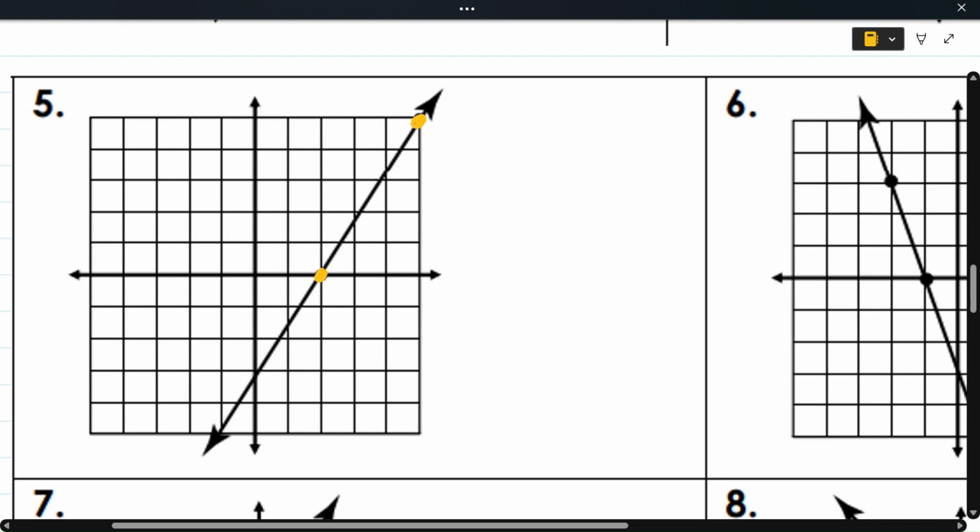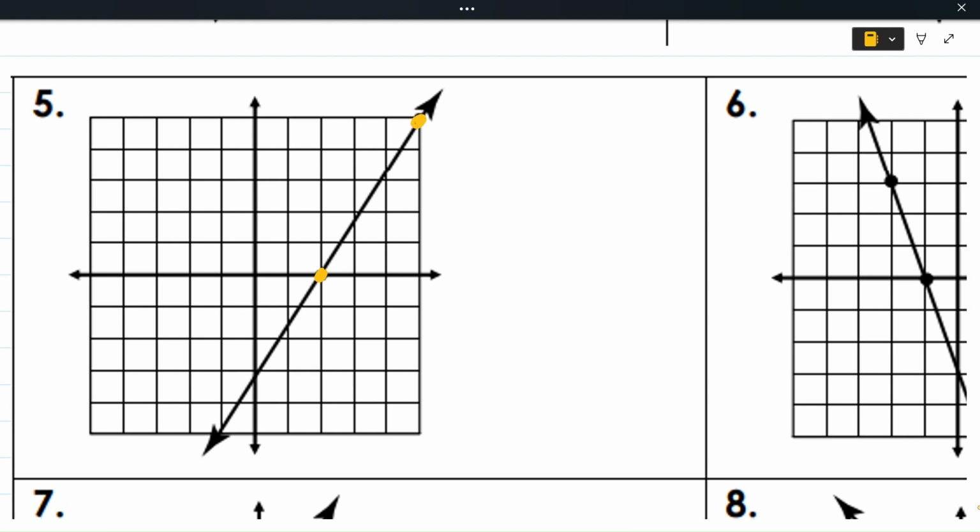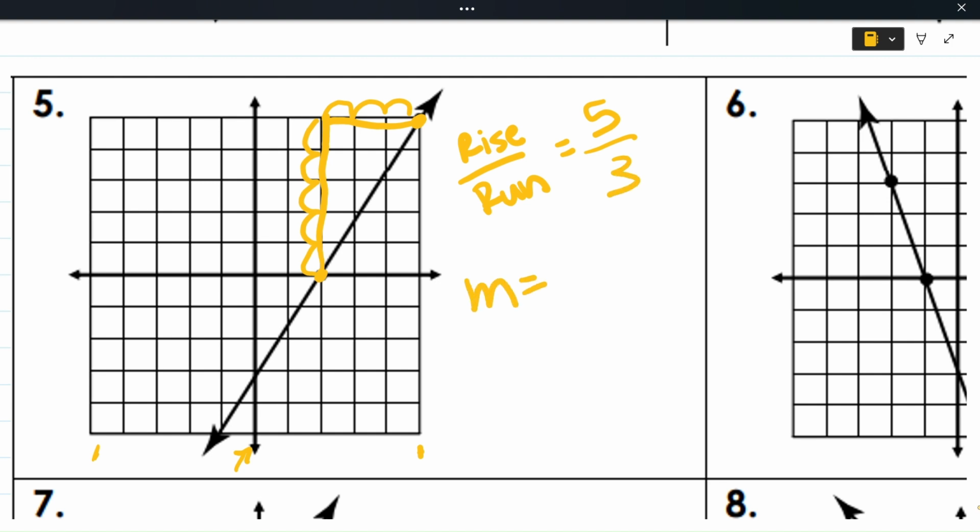Great. So let's find the points on this one. Let's decide if it's positive or negative. So I look from left to right. It looks like I'm going up the ski lift, so that'll be a positive. That's easy. I'm going to draw my triangle, and then I'm going to calculate my rise over my run. My rise is my vertical space. Let's count. 1, 2, 3, 4, 5. And then my horizontal space, let's count. 1, 2, 3. So my slope is equal to 5/3.